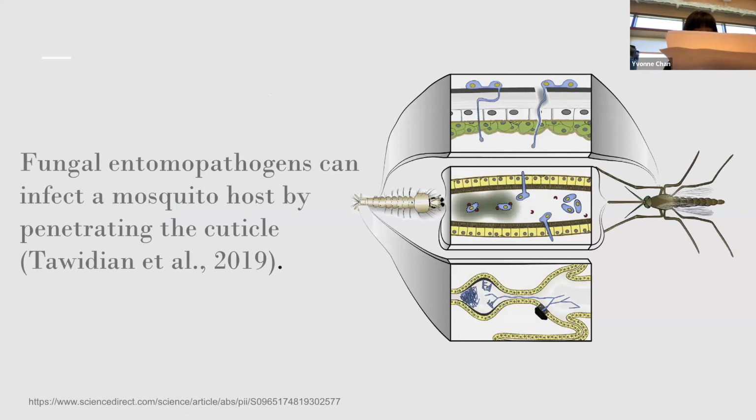Entomopathogenic fungi can infect mosquito hosts by penetrating their cuticles. Since the fungi is naturally occurring, this can be an environmental friendly and sustainable alternative to the traditional methods. On the other hand, it is easier to infect the host compared to the ingestion mechanism of the bacteria method.